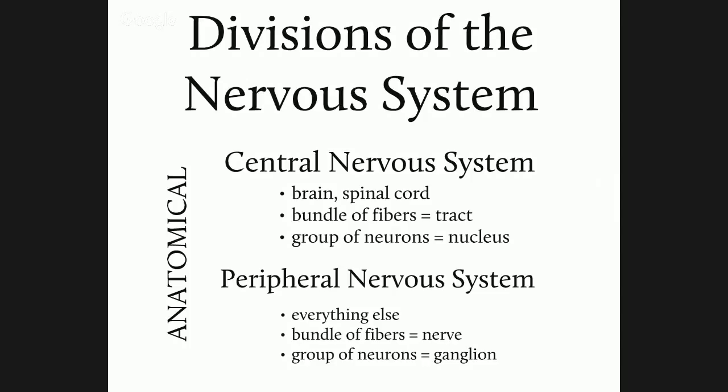In the periphery, those structures that make up the periphery are really just that: bundles of fibers, which we call nerves, and groups of neurons, which we call ganglia. Ganglia is plural; ganglion is the singular. And we'll just find those structures throughout the periphery.